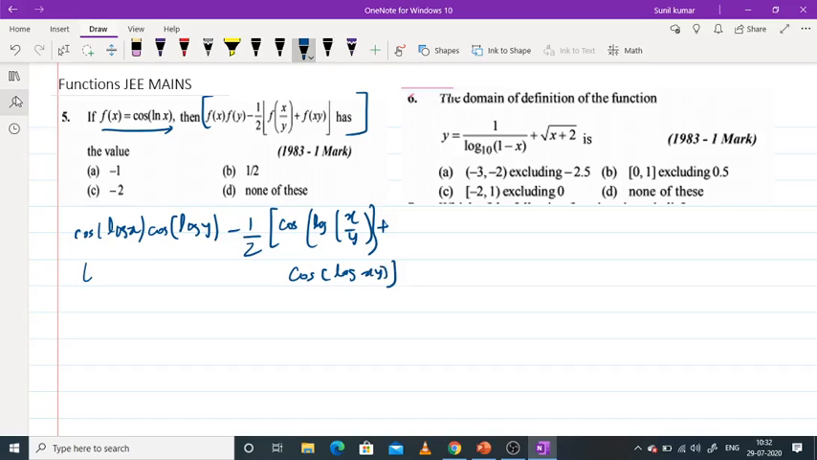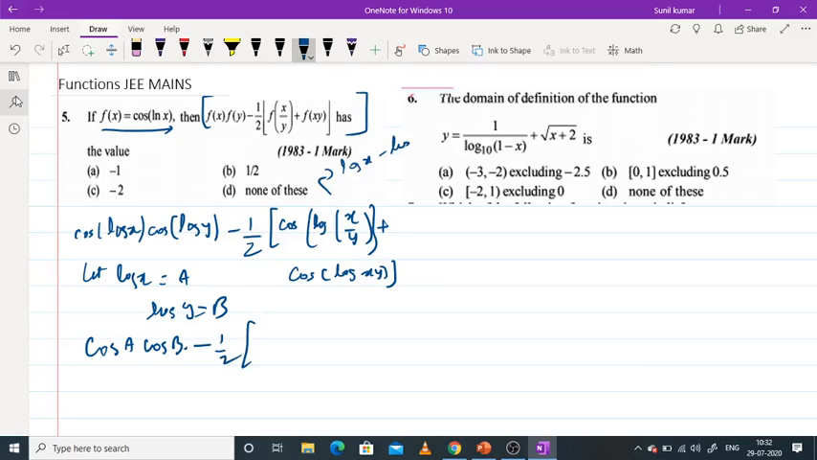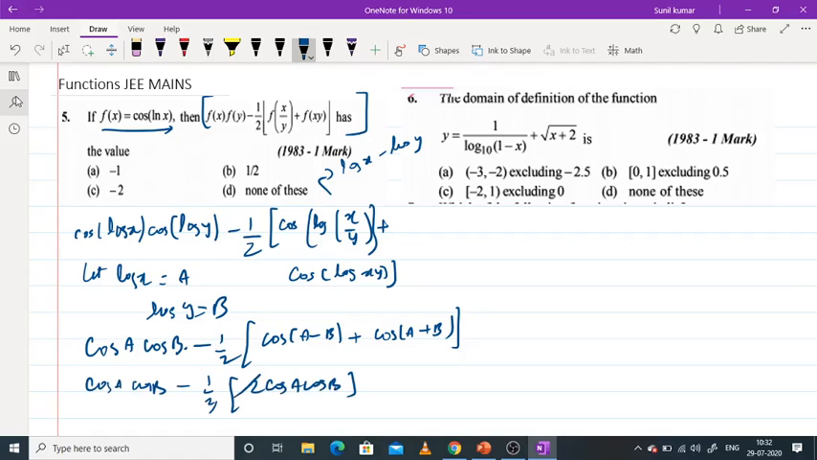Let us assume log x is equal to a and log y is equal to b. It looks something like cos a cos b minus half times, log of x by y is log a minus log b. We did this formula in the previous slide also, log x minus log y. So that means it is cos of a minus b plus cos of a plus b. You know log xy is log x plus log y. Cos of a minus b plus cos of a plus b, if you add these two, we'll get a nice formula, 2 cos a cos b. So cos a cos b minus half times 2 cos a cos b, this 2 gets cancelled and we get the answer 0. So none of this.